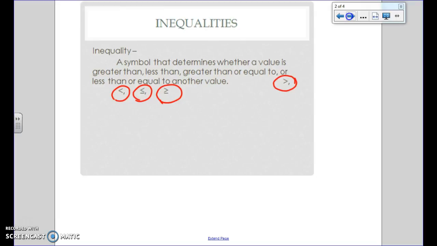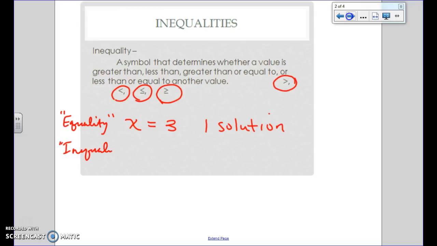So if we know that x equals 3, there is one solution. We call that an equality because there's an equal sign. An inequality would be like x is less than 3.